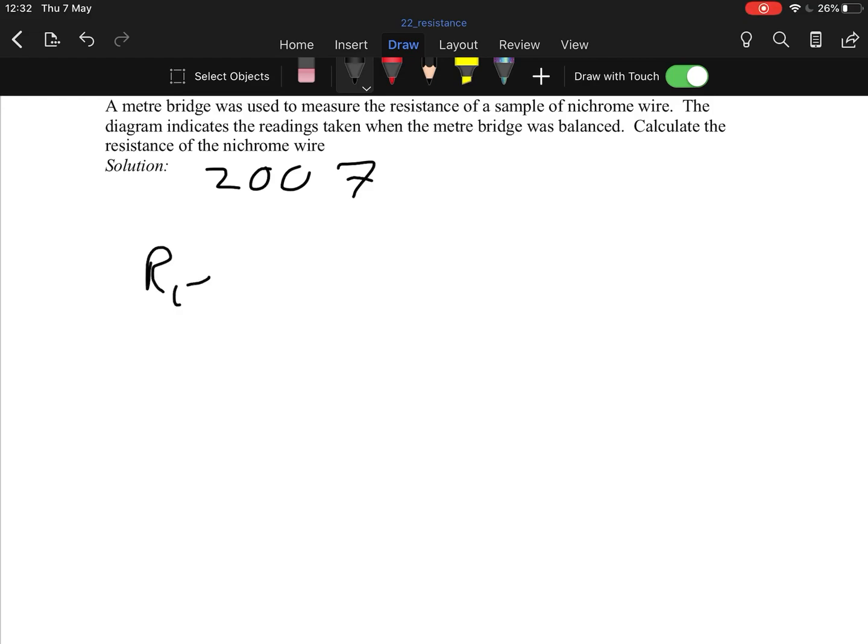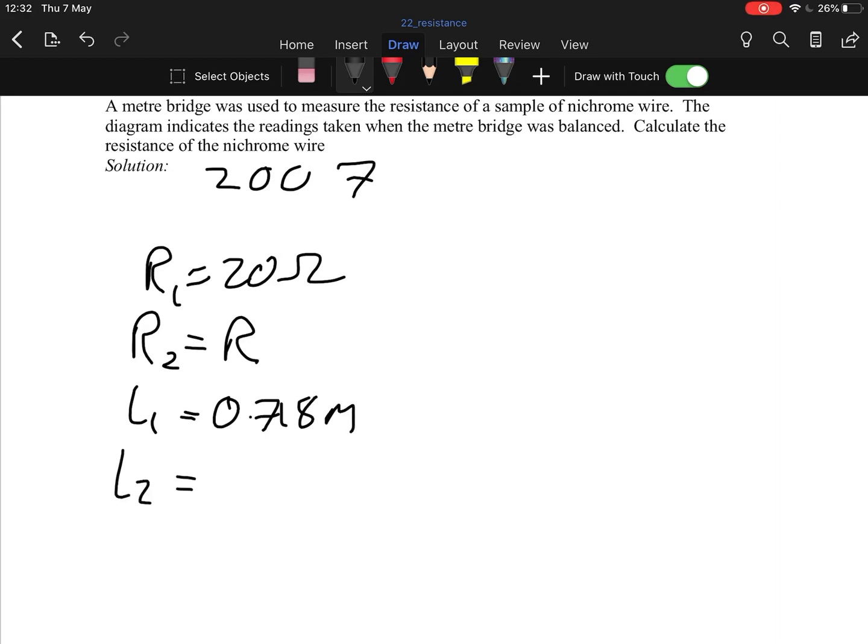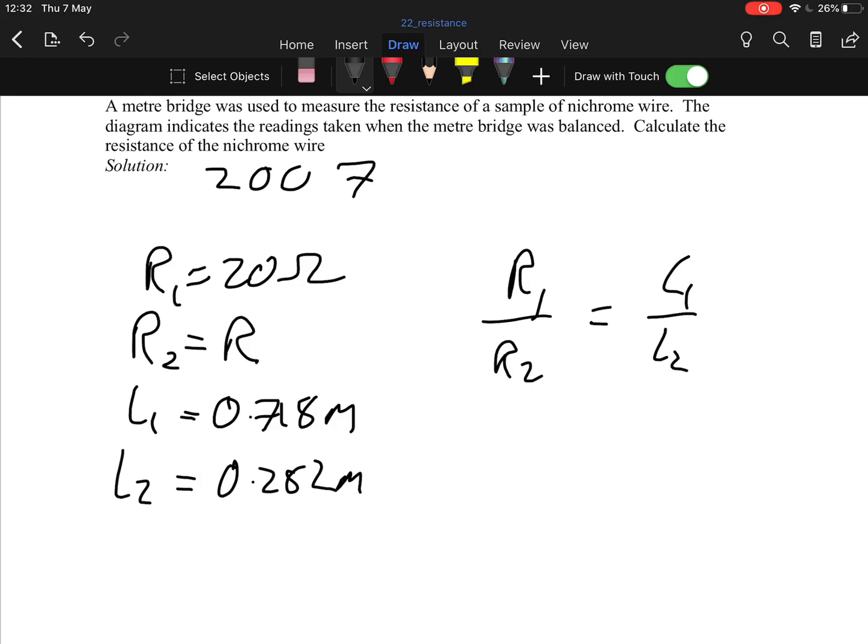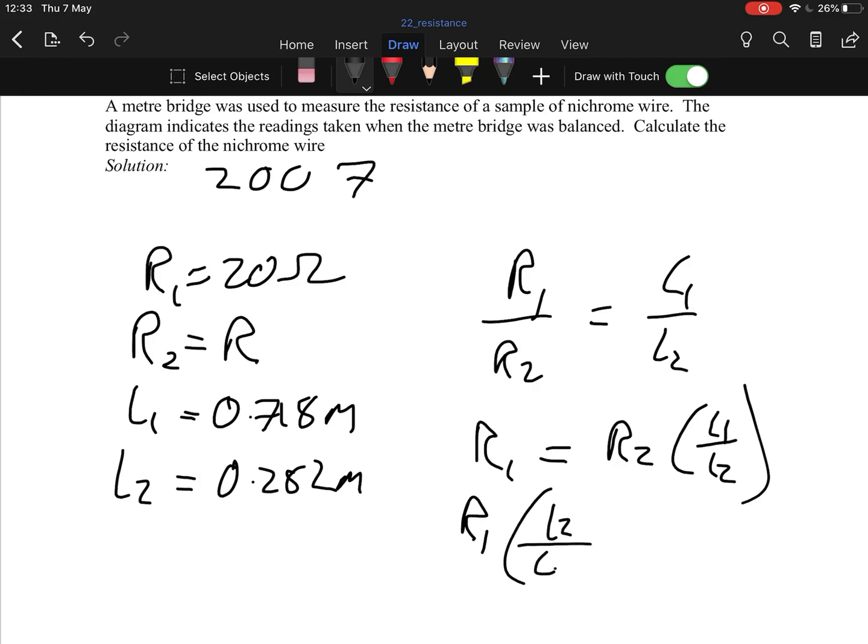All right, R1, 20 ohms. R2, I'm just going to leave it as the unknown resistor. L1 is equal to 0.718 meters. L2 is equal to 0.282 meters. Right. So R1, R2, L1, L2. We're looking for R2, so R1 is equal to R2 times L1 over L2. So that will become R1 times L2 over L1 equals R2.